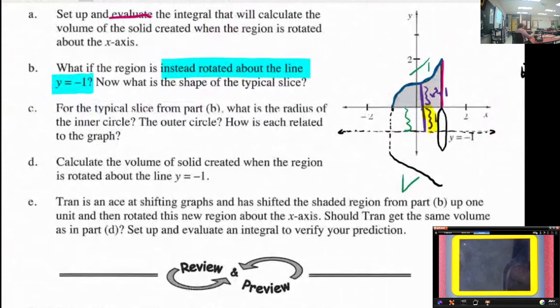Oh, we already answered question C. We did it along the way. We answered question B and question C. Question C asks for the typical slice from part B. What's the radius of the inner circle and the outer circle and how it's related to the graph. And we also calculated the volume.